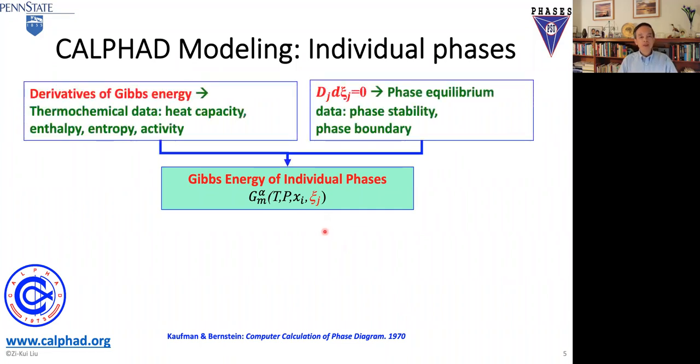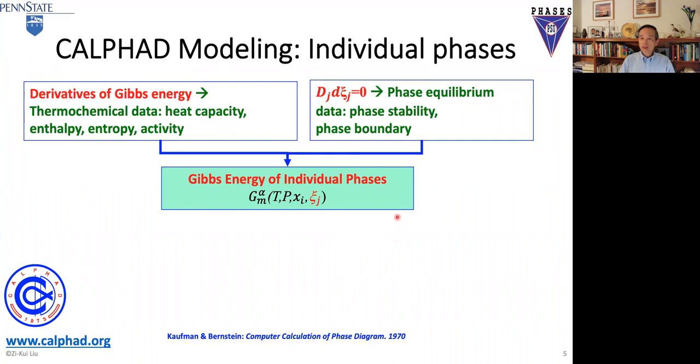We use derivatives of Gibbs energy, quantities like heat capacity. We call them chemical data: heat capacity, enthalpy, entropy, activity, and so forth, used to derive the free energy function. In principle, those quantities can completely determine the free energy. However, the uncertainty of those free energy functions is large. So you cannot really predict the phase stability accurately, not at the accuracy we need for materials processing.